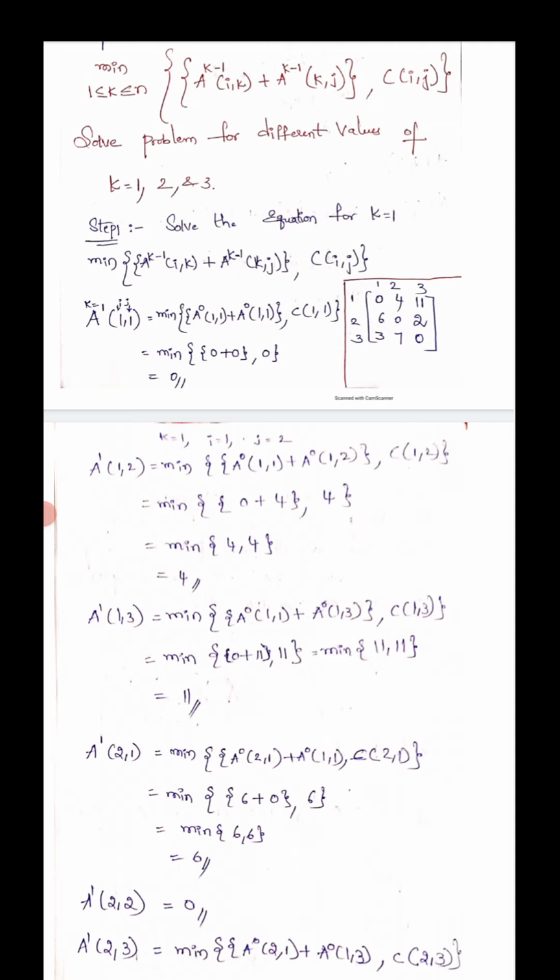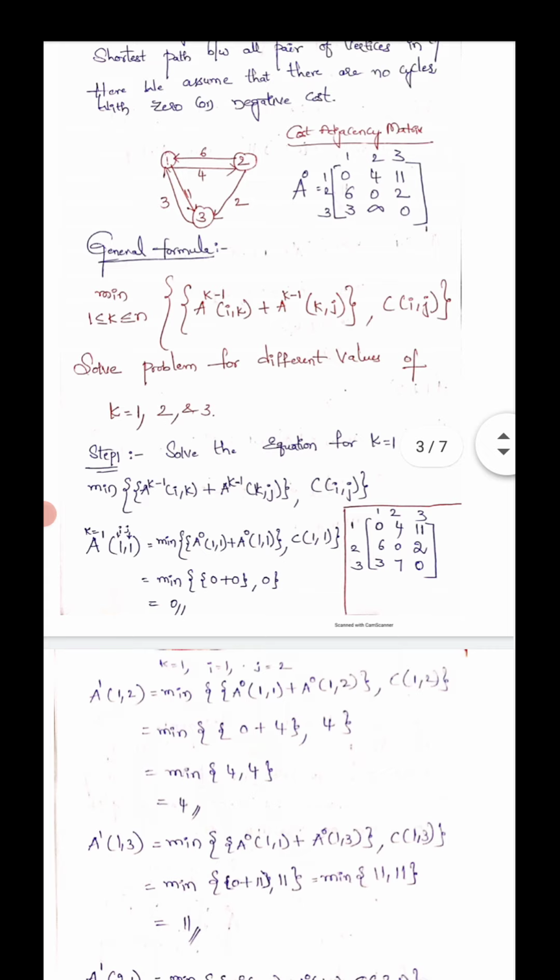Now look at the cost adjacency matrix of A power 0 here. A power 0, 1 to 1, how much? 0. A power 0, 1 to 1, how much? 0 comma c of 1 comma 1. In the sense, this is the diagrammatic representation of a graph. 1 to 1 there is no direction, that's why we will keep 0. The minimum cost is 0. A power 1 of 1 comma 1 will keep 0.